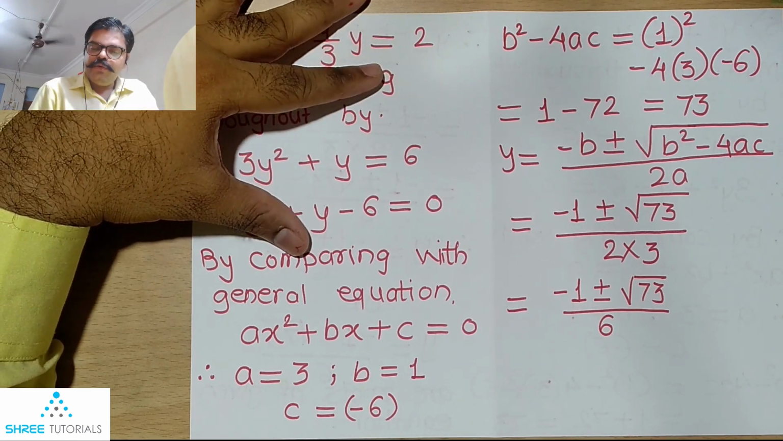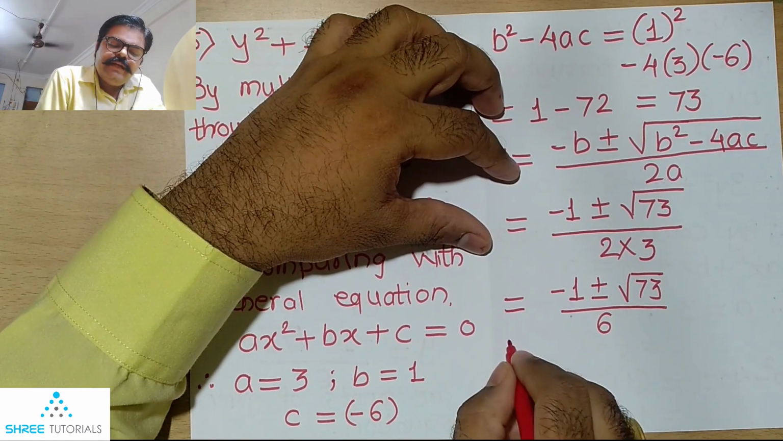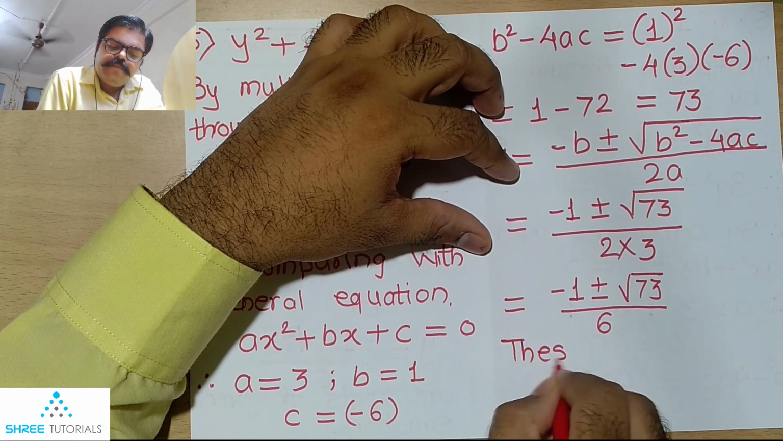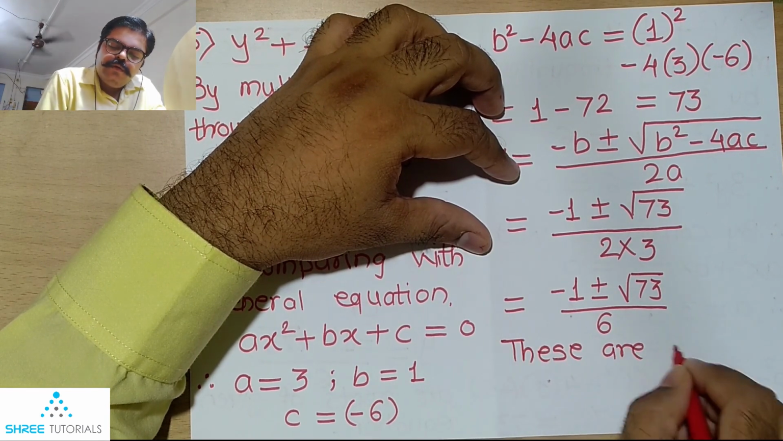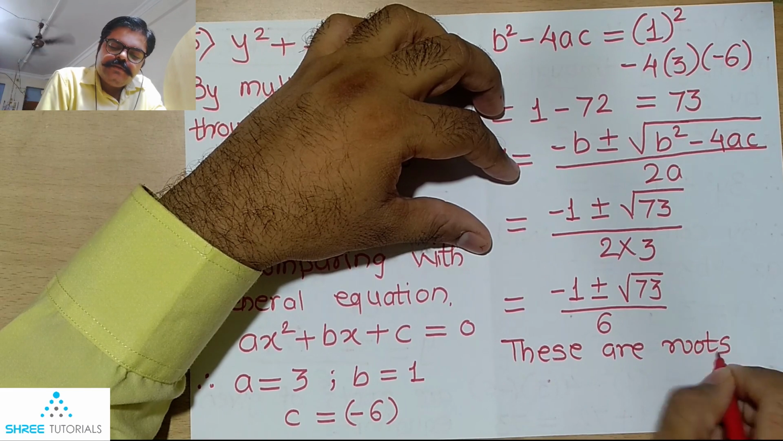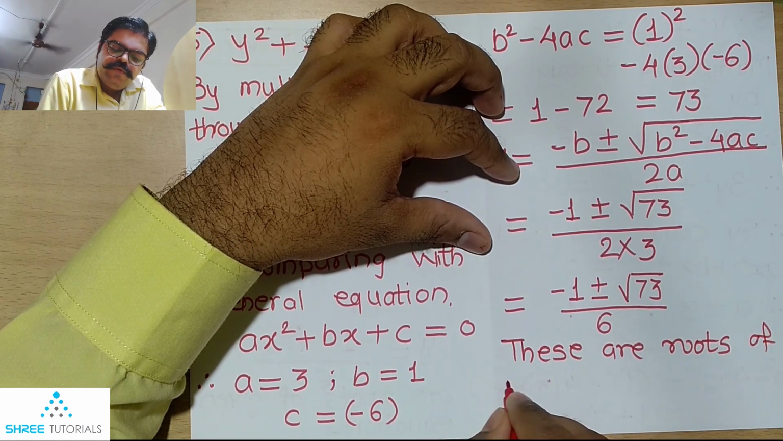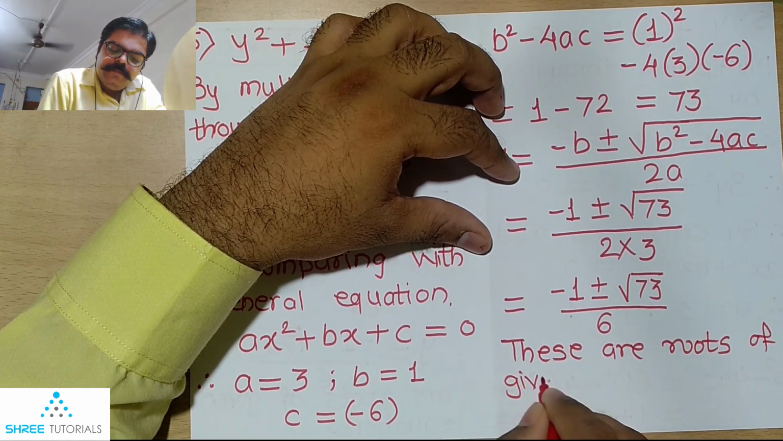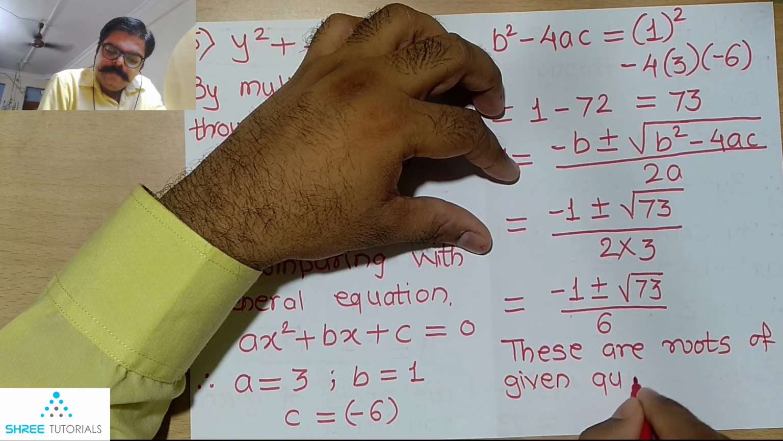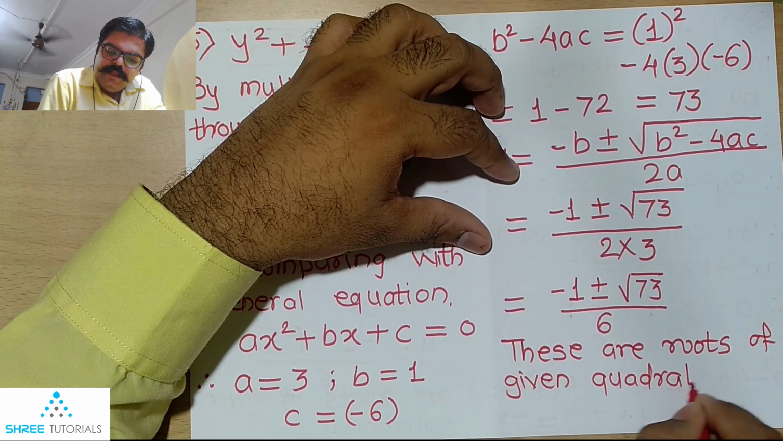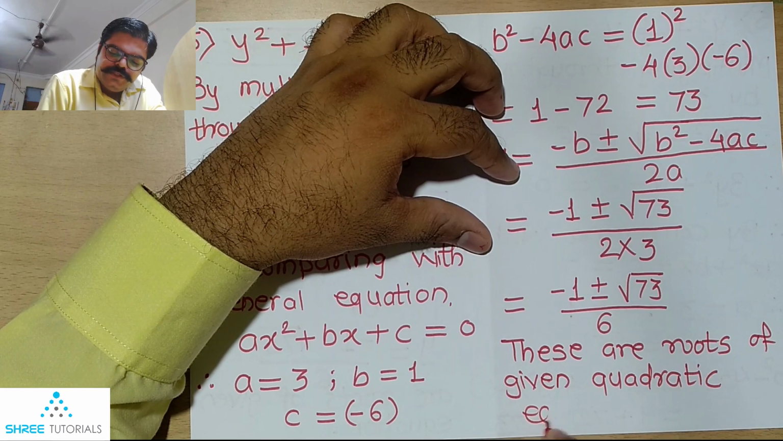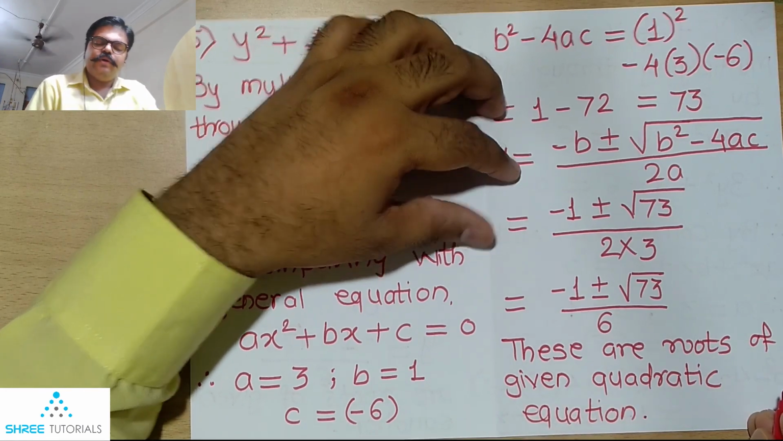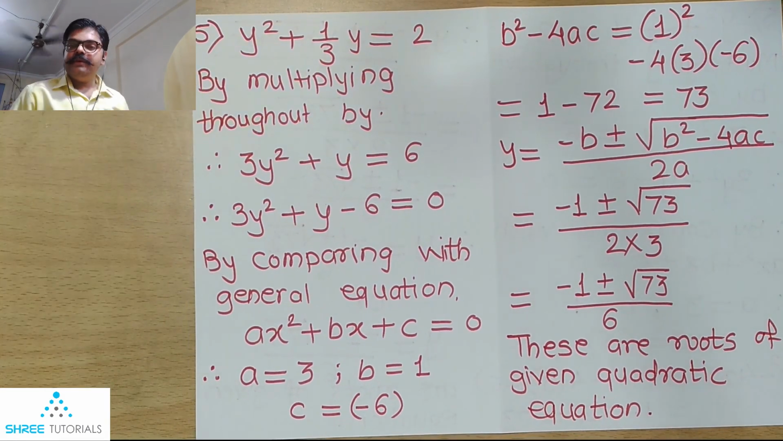What exactly we are going to write down at the end of this solution is that these are roots of the given quadratic equation. We have calculated the same by using the formula method.